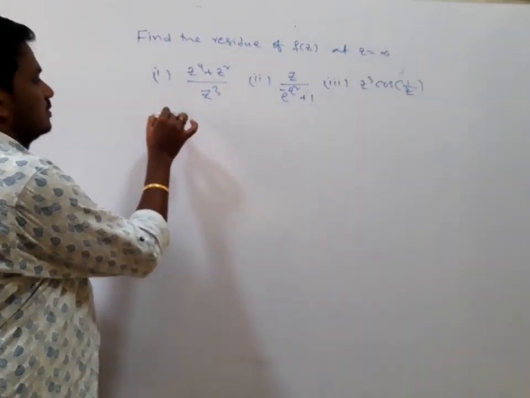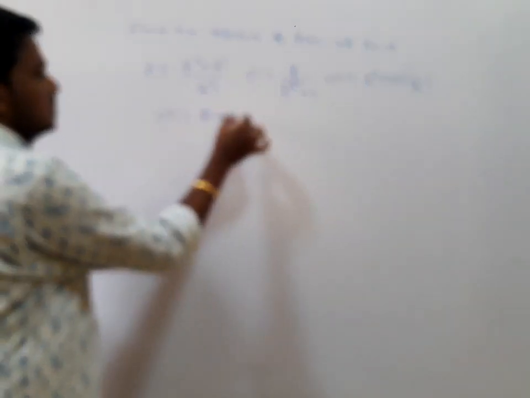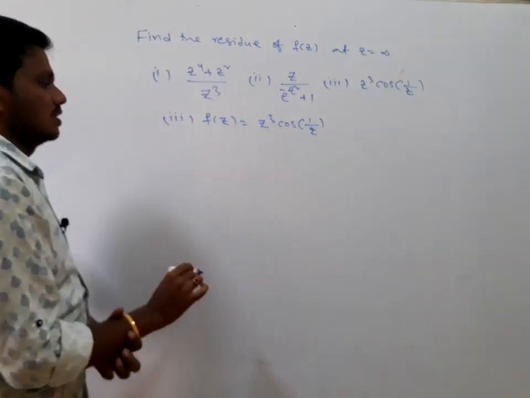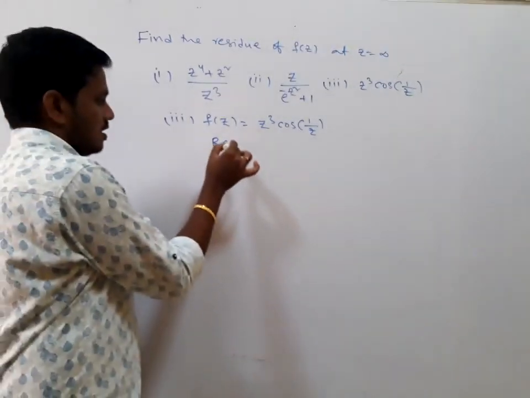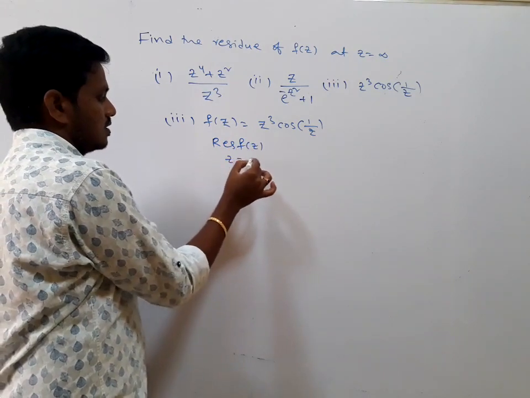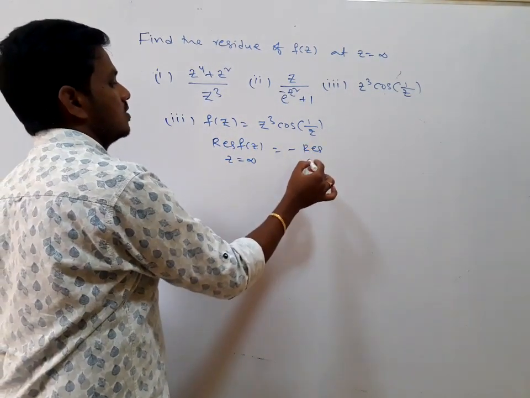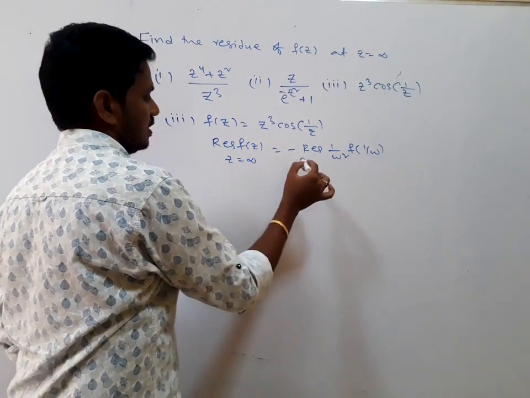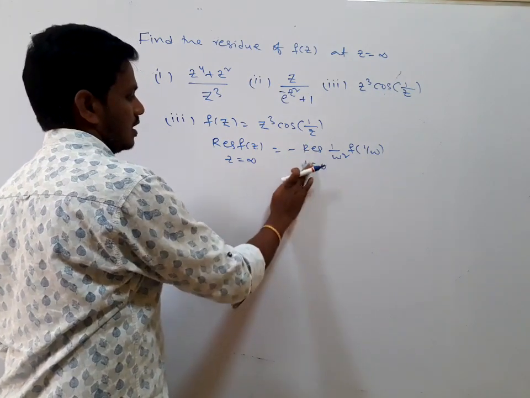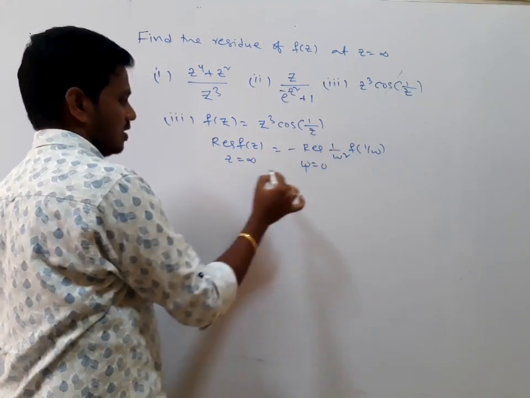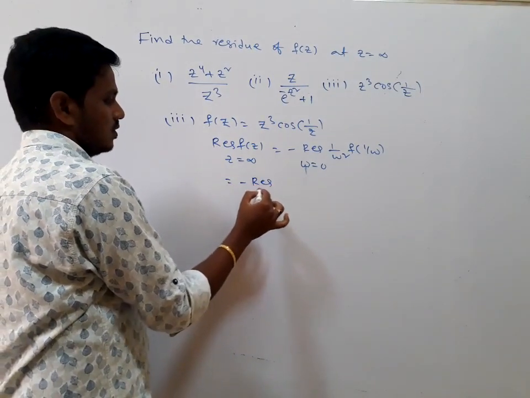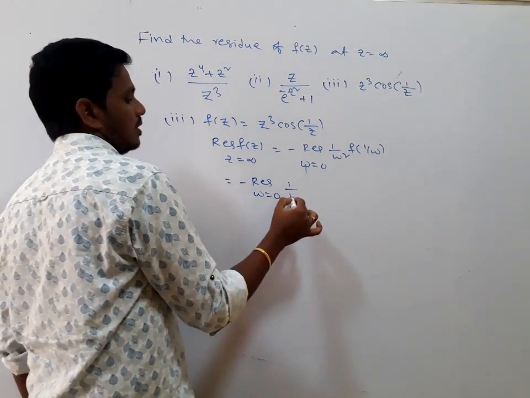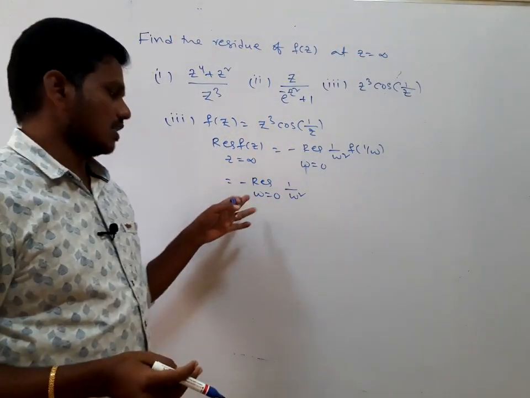Next, third one, f of z is equal to z cube cos 1 by z. Right, the residue of f of z at z equals infinity is the same as minus the residue of 1 by w square f of 1 by w, that is z in terms of w actually. So it is a function of w, minus the residue at w equals 0. I am trying to expand it, so here it is 1 by w square. No need to write w everywhere, residue at w equals 0.